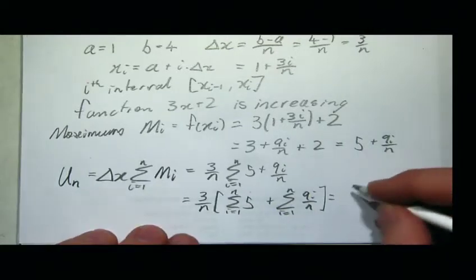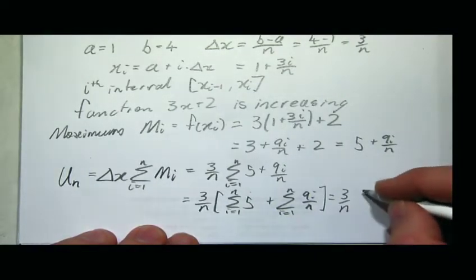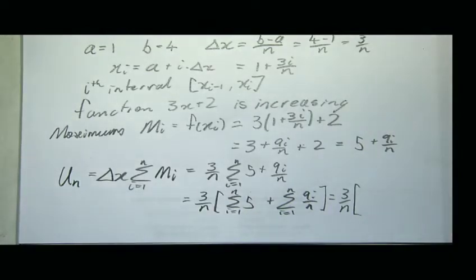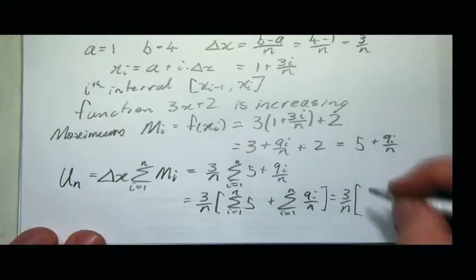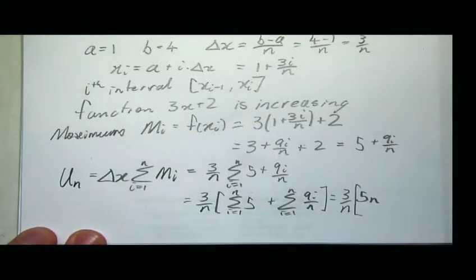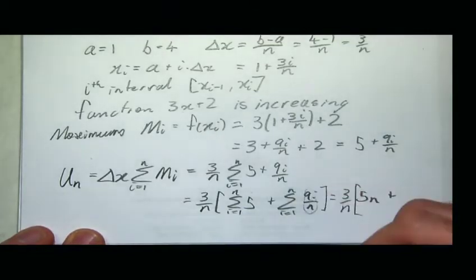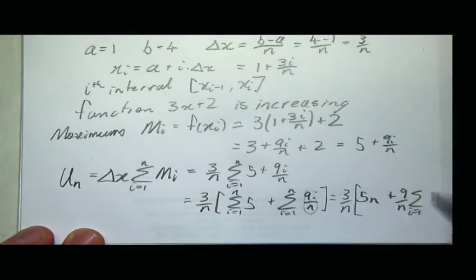Going to try just a little bit more, 3 on n. So this first part is the summation of just 5. Every time i increases, I just add 5: 5 plus 5 plus 5 plus 5 plus 5. So this is going to get me 5n. This bit here, every term is actually multiplied by 9 on n, so I can put that 9 on n out the front and do my summation, i equals 1 to n, of just i.